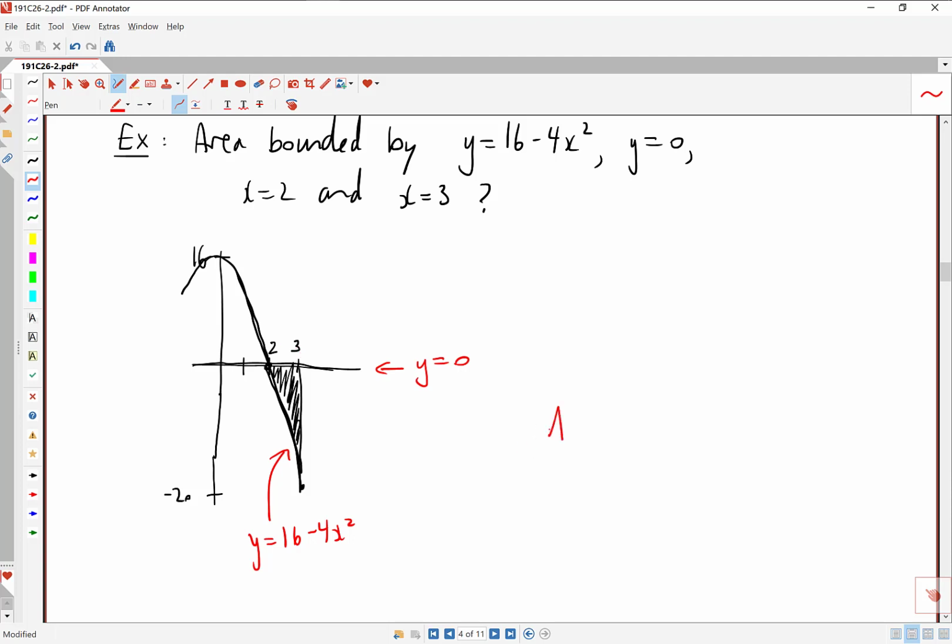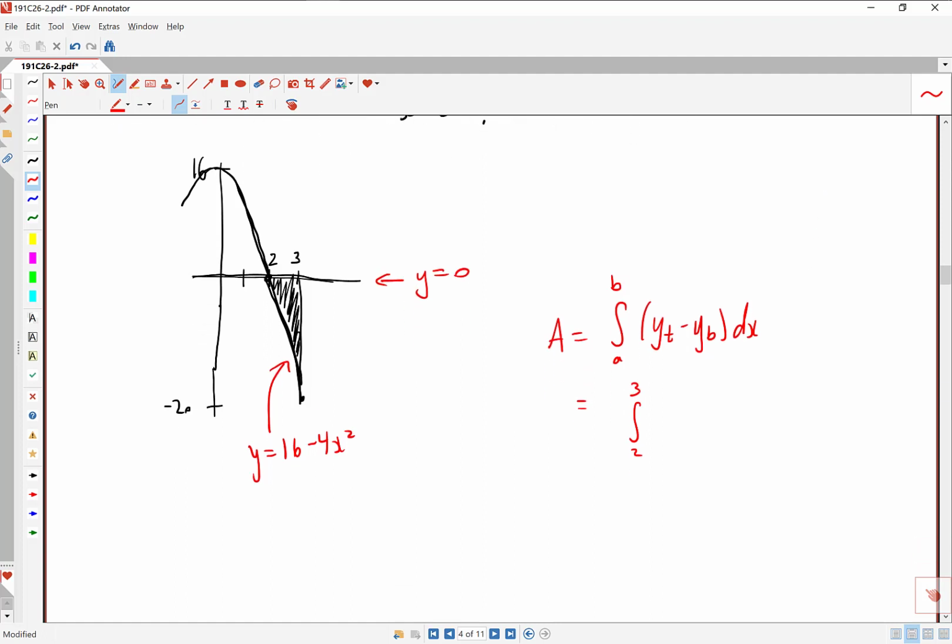So we're going to say the area will be the integral from a to b of the area of a vertical slice, which looks like y top minus y bottom times dx. So going from x values 2 to 3, our y top is 0. And then subtracting off y bottom, okay, we need brackets here because y bottom has 2 terms in it. 16 minus 4x squared all has to get subtracted off. And then that's all multiplied by dx.